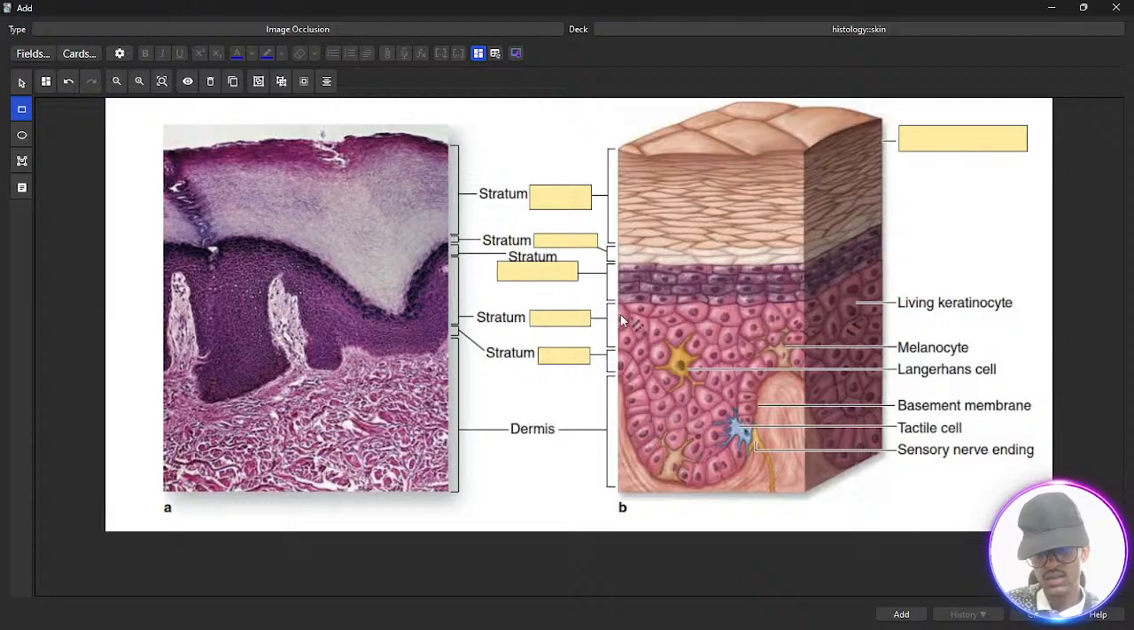As you can see, this is the basal layer. But what is the difference? Because as you understand, they are similar, but between stratum basale and stratum spinosum, what's the difference? Stratum spinosum is the longest one. So this one is a Langerhans cell. This one is a melanocyte. This one is a living keratinocyte.